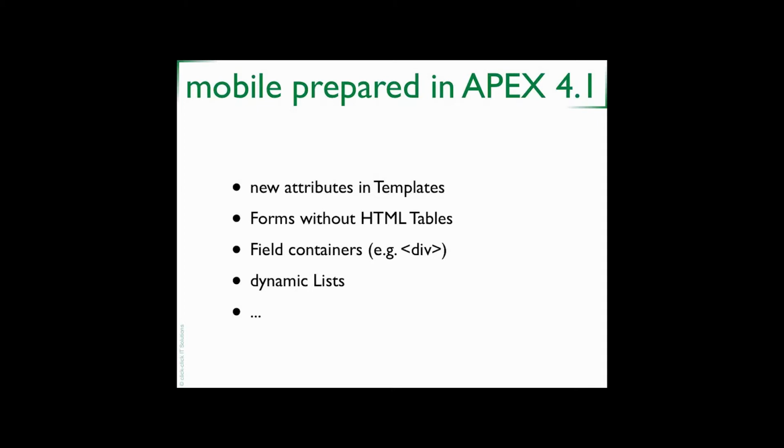So they enhance the templates. You have the possibility now to create forms without the HTML tables in the background, which is very important for mobile. You can decide how labels and fields are grouped together. There are dynamic lists and lots more enhancements in Apex 4.1, which really help us in developing any kind of application, but especially mobile applications.